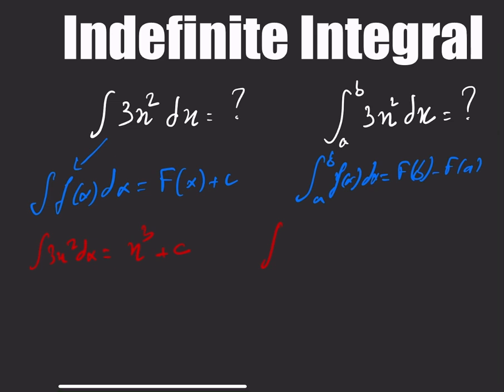For the other one, let us take some numbers here. For example, we will take this as 3 and this as 1. We want to find the integral in the interval from 1 to 3 of the function 3x squared dx. It gives us x cubed, but we stick with our interval, which gives us 3 cubed minus 1 cubed, which is 26.